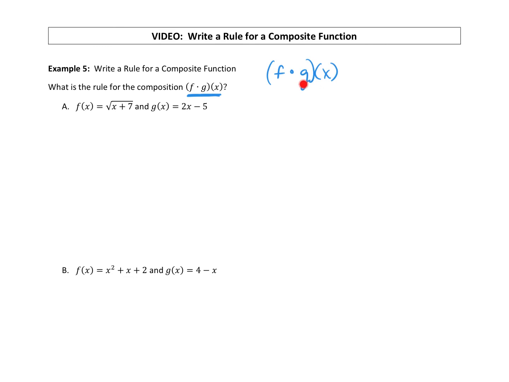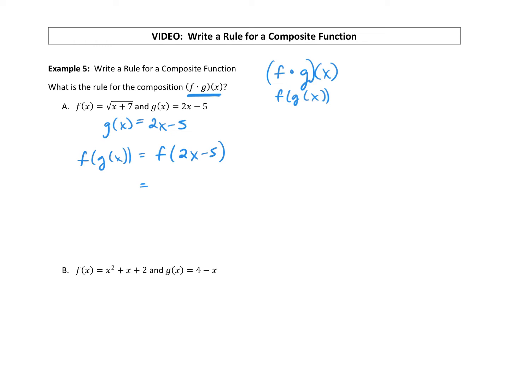F following G of X is how we would say that. That is the same thing as F of G of X. So I just want to make sure you guys know all the ways you might see this. So F following G of X is F of G of X. So we're going to do a composite function of F of G of X. So let's just define, we know G of X function is 2x minus 5. So F of G of X means we're going to do F of 2x minus 5. That's our G of X function.